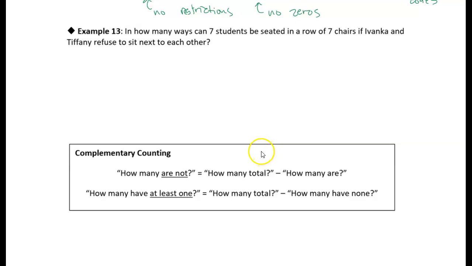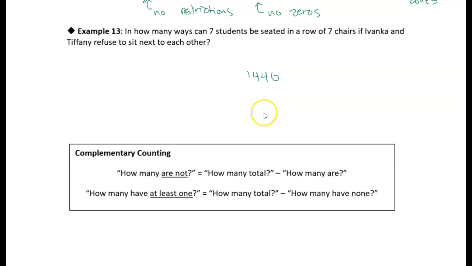In that example, we were looking for how many ways we could arrange the 7 students if Sasha and Malia have to sit next to each other. Okay, so we already know how many ways there are to arrange people if 2 of them want to sit next to each other. Whether it's Ivanka or Tiffany or Malia and Sasha, it doesn't really matter. The names are irrelevant. But if we have 2 people that want to sit next to each other, then we found out in example 8 that there were 1,440 ways to put the 2 people together.